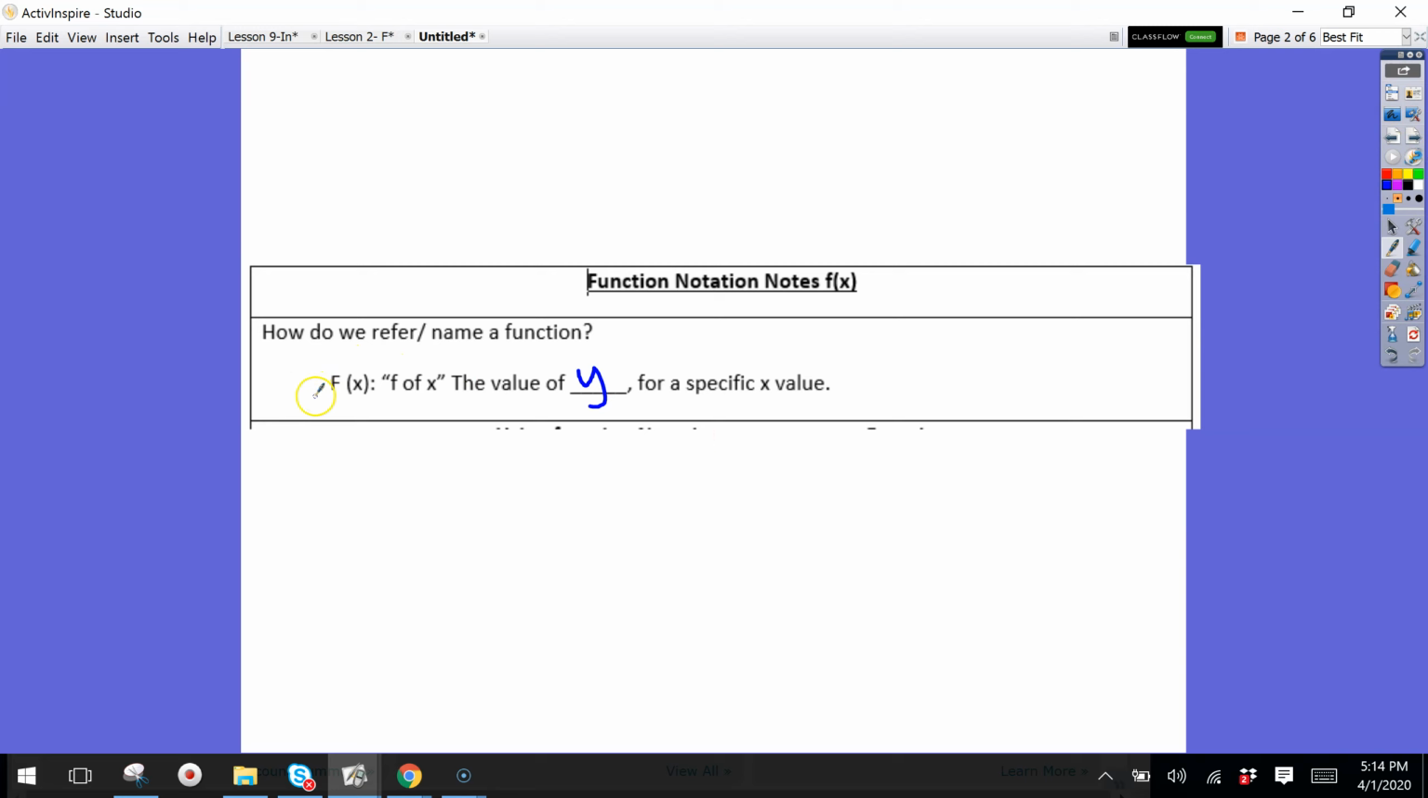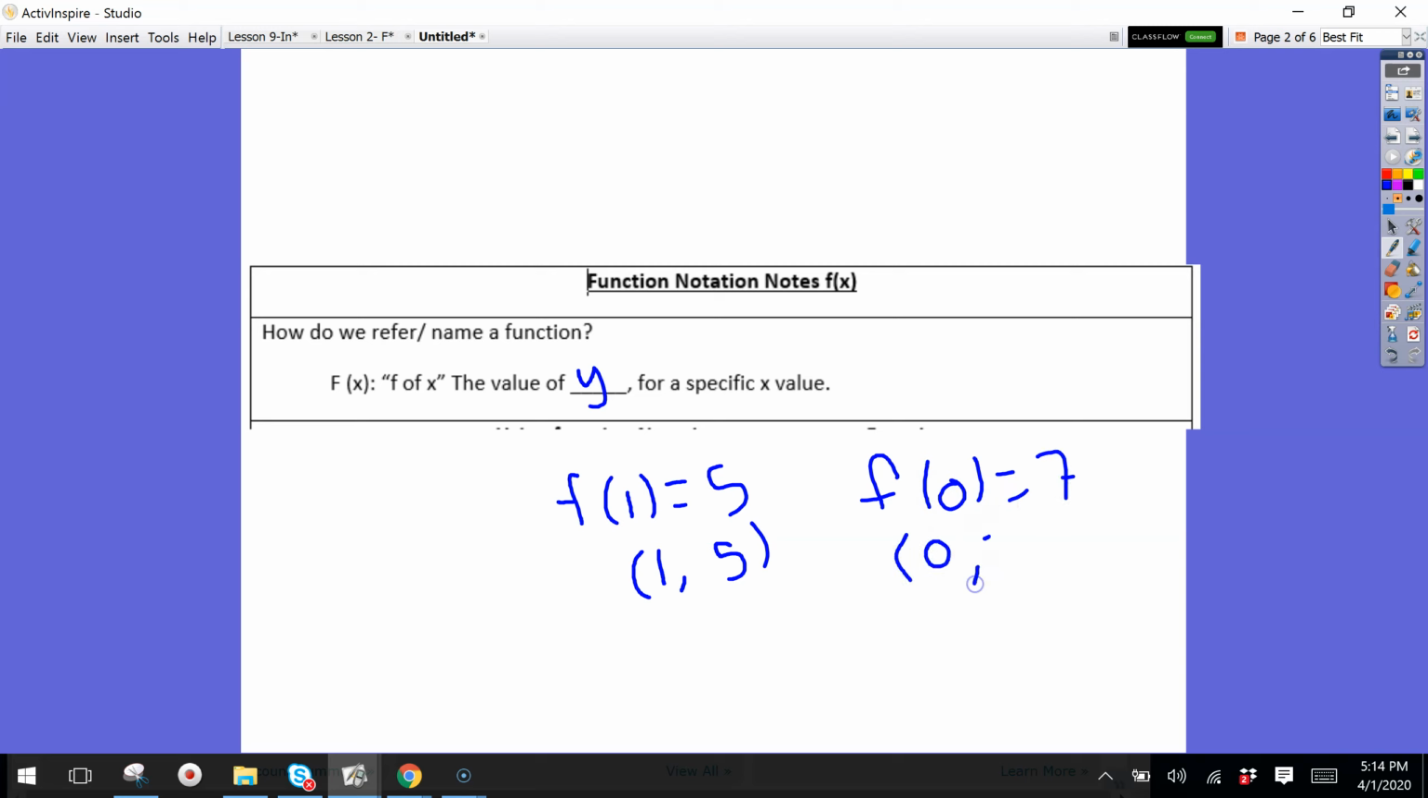Just knowing how to read this is really important. If I have f of 1 equals 5, I know that I have the point where the x value is 1 and the y value is 5. Now, if I have f of 0 equals 7, then when the x value is 0, the y value is 7. And because it's a function, I know that there's exactly one y value for this. So there's not going to be another f of 0. f of 0 is just going to be 7.